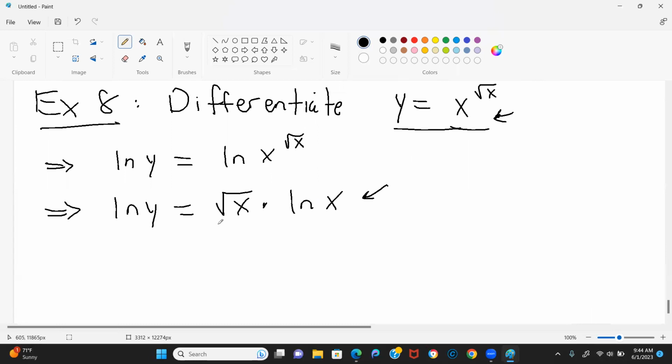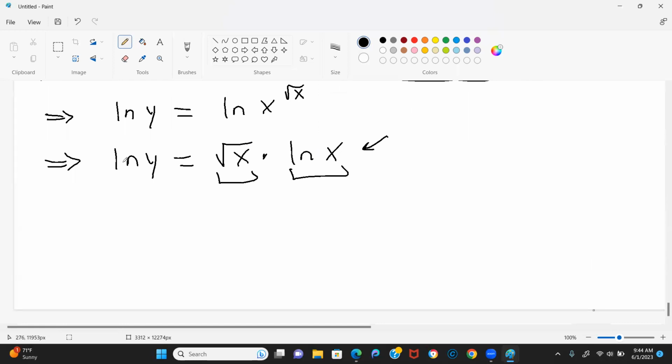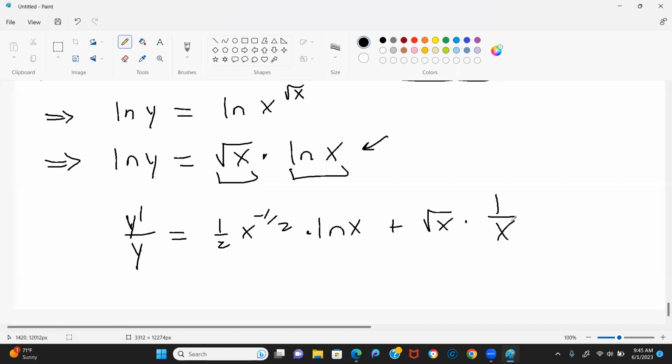We have a product of two functions, and we know how to compute this derivative, and we know how to compute this derivative. So if we implicitly differentiate both sides of this equation, we're going to get y prime over y is equal to, by the product rule, the derivative of the first function, which is 1/2 x to the -1/2, times the second function, plus the first function times the derivative of the second function, which is 1 over x.